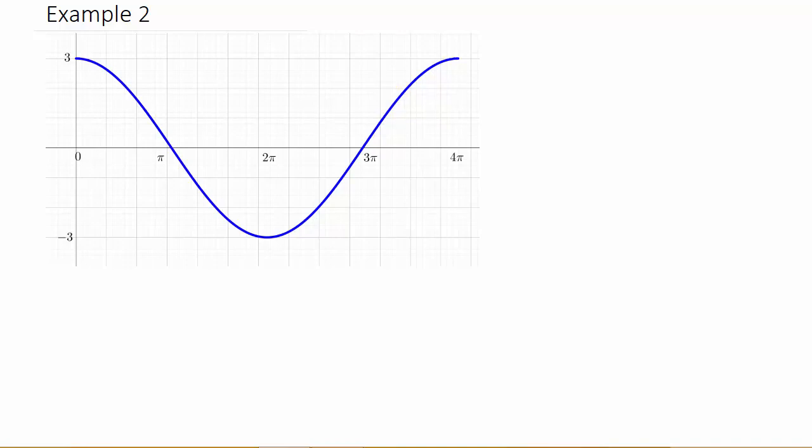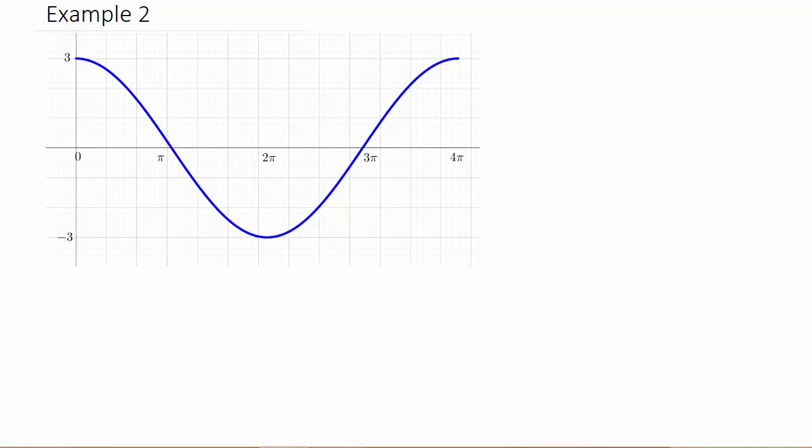Examples 5 and 6, the graphs will have a horizontal shift. One video will be sine, one video will be cosine. And then example 7 and 8, the graphs will have a horizontal and a vertical shift. And once again, one video will be sine, one will be cosine. So you can check those out if you need to.